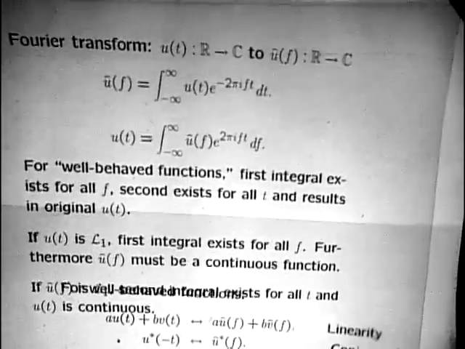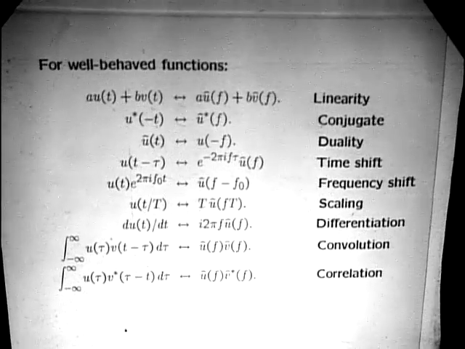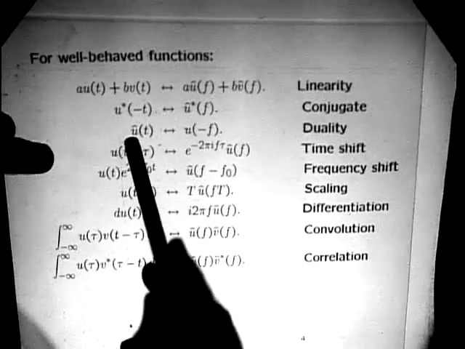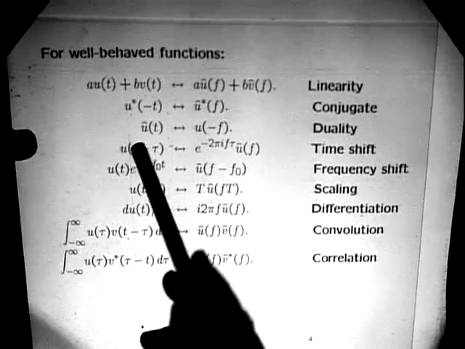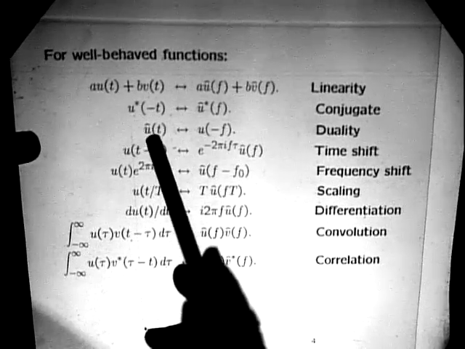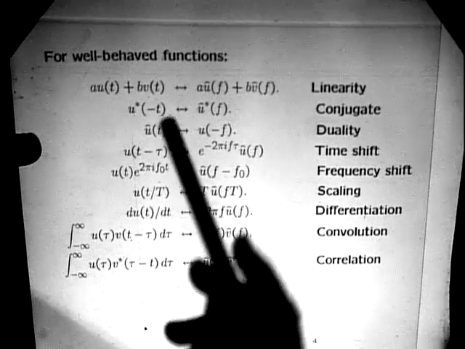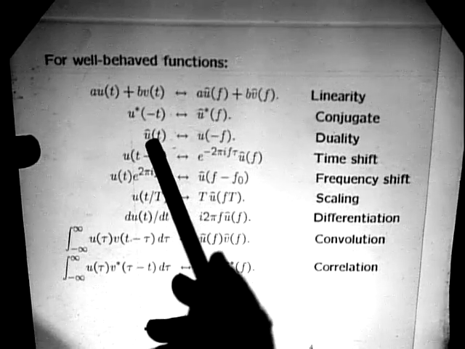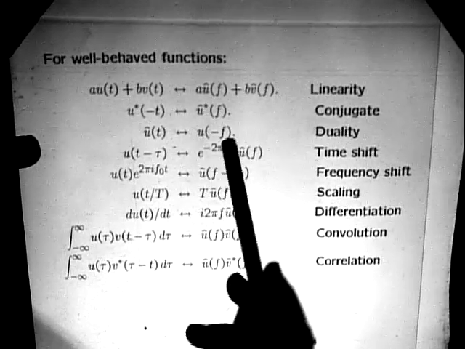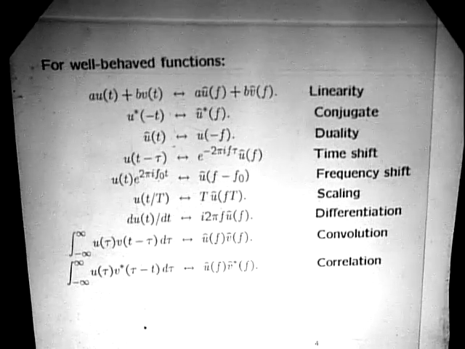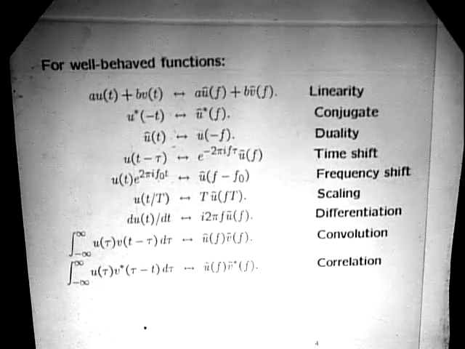Otherwise, you don't know whether the other one exists or not, and we'll certainly get into that. So the duality is expressed this way: if you take a function u of t and regard that as a Fourier transform, then, I always have trouble saying this.